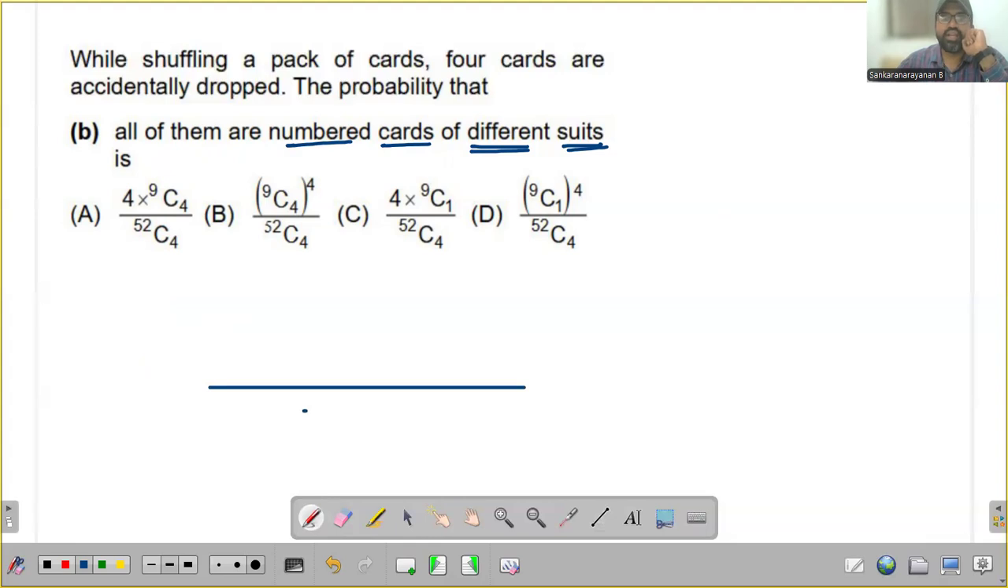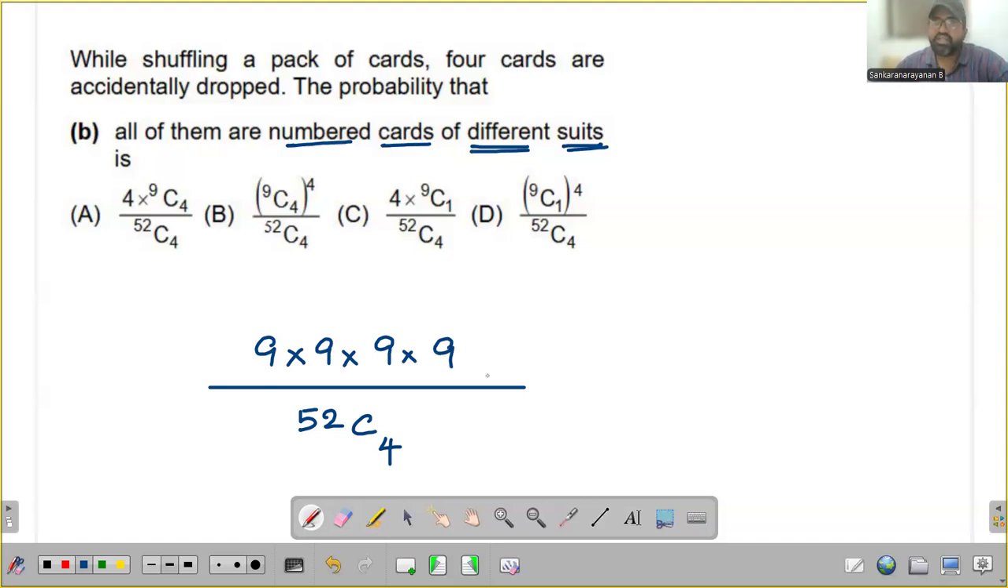So the number of ways this can happen will be 52C4. All 4 of them, you have dropped simultaneously when you are shuffling it. So the number of ways that 4 can fall down is 52C4. Now listen to the condition. All of those 4 cards that have fallen down belong to different suits. So it can happen like from heart, 9 possibilities, from club, 9 possibilities, from spade, and diamond.